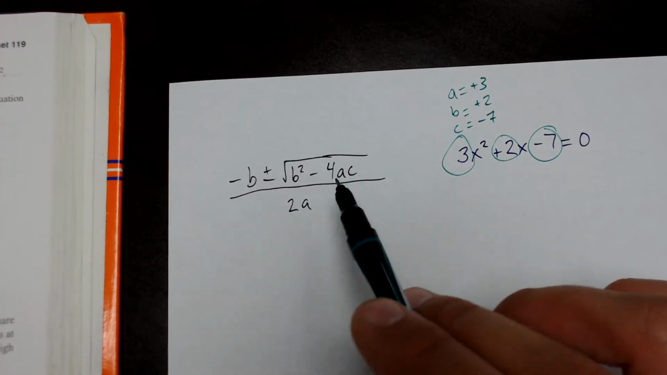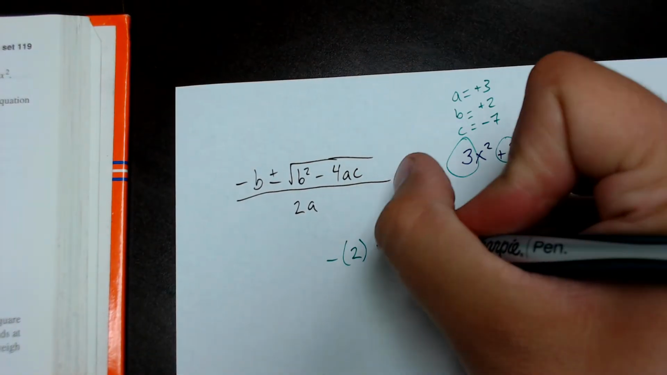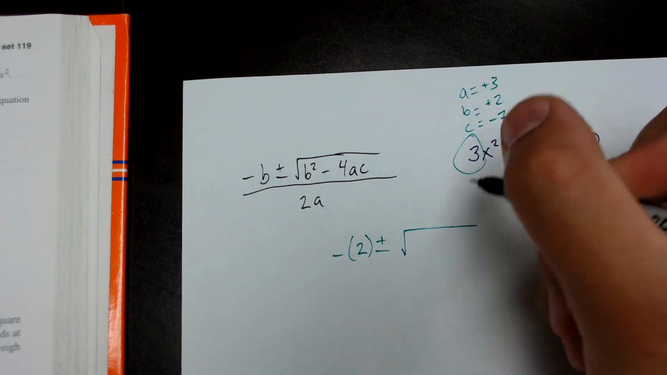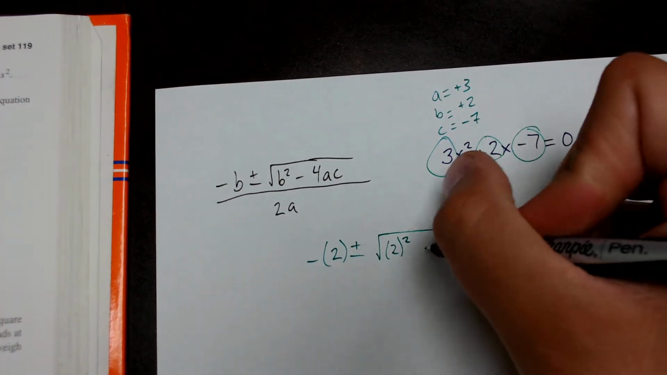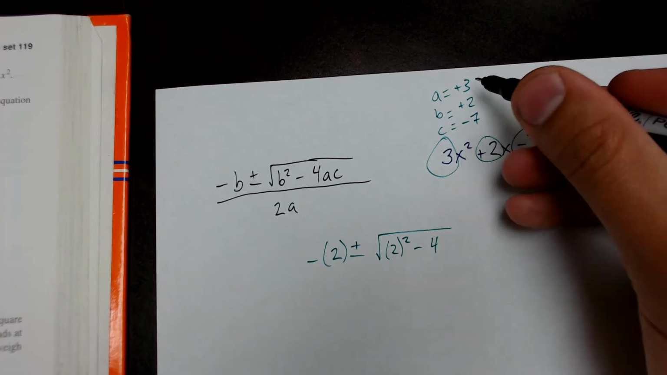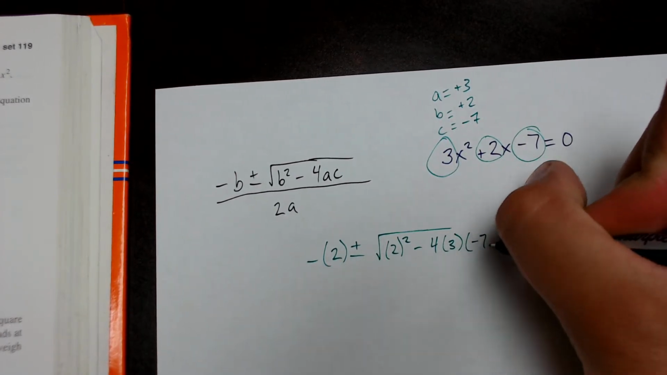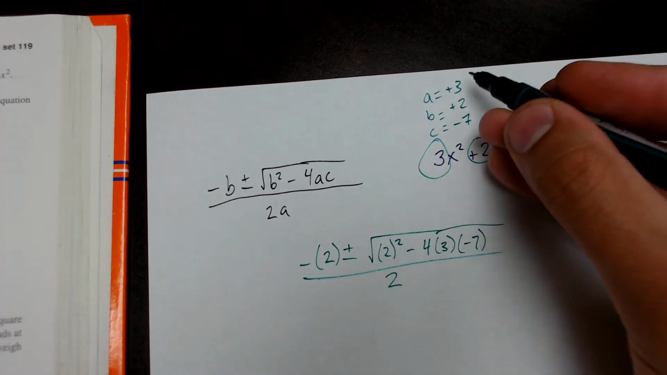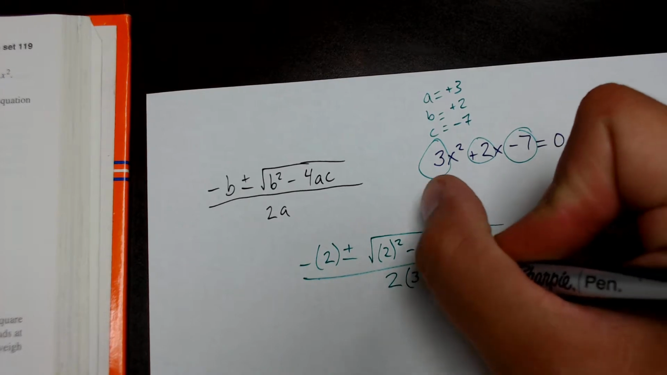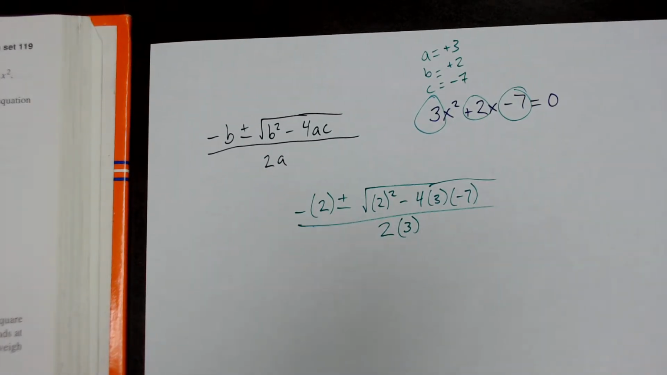So instead of writing negative b, I'm going to write negative parentheses 2 plus or minus the square root of parentheses 2 squared minus 4 times parentheses 3 times parentheses negative 7, all over 2 times parentheses 3. So now that I've rewritten this, I can go ahead and start simplifying.